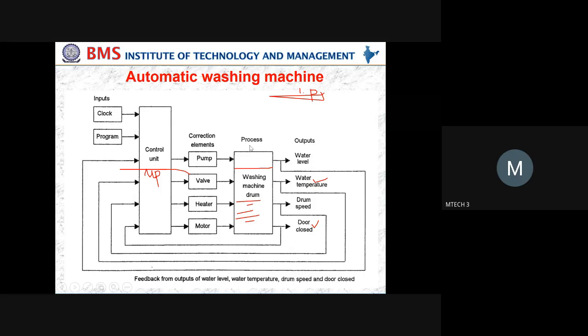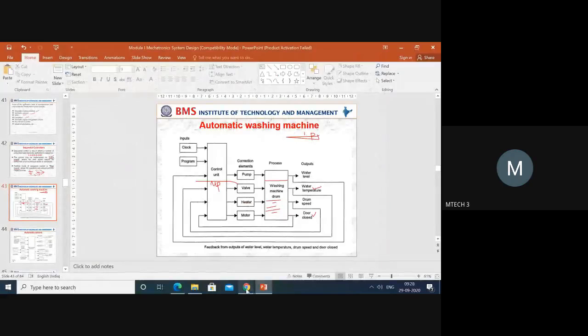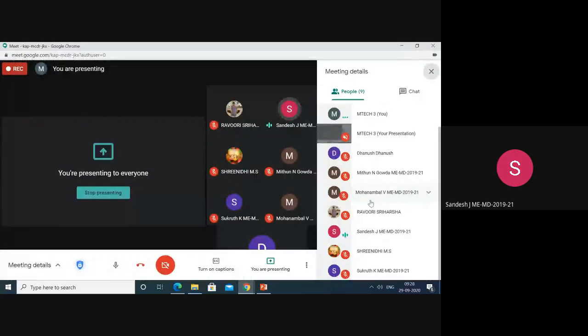What you are controlling is the washing machine drum, and the outputs you are controlling are water level, water temperature, drum speed, and door closed. In each case, very quickly, for the pre-wash cycle, what are the correction elements involved? Valve and pump. Tell me the sequence. Valve, and check the water level. Turn on the pump till the water level reaches the mark, and turn off the pump and valve. And then the motor.